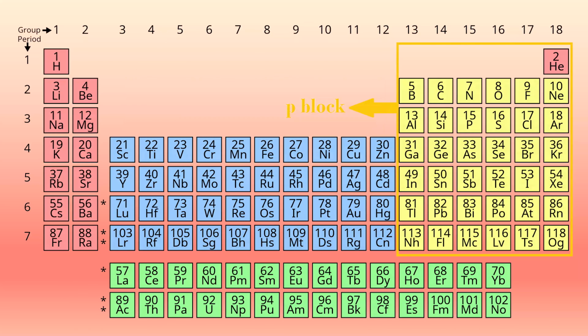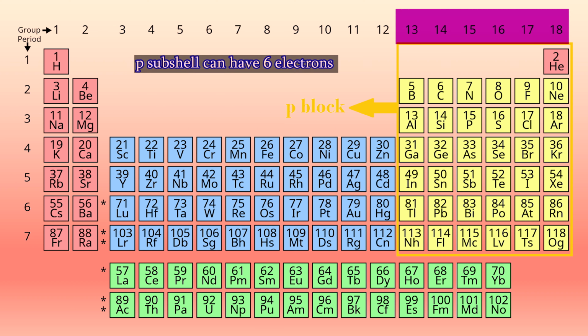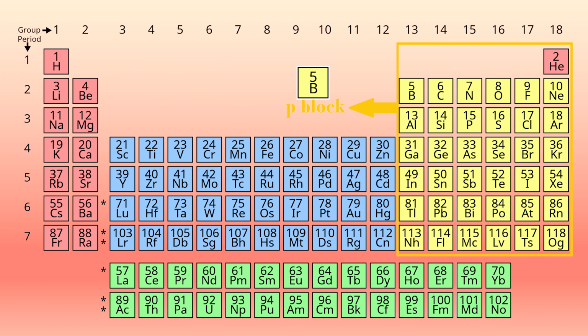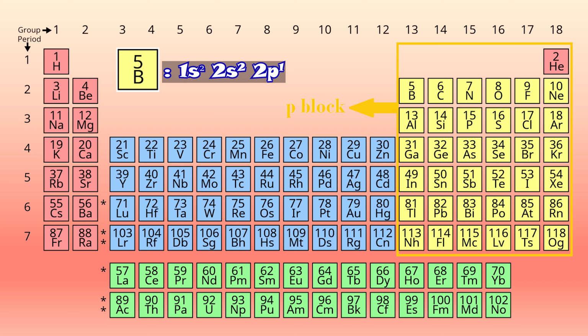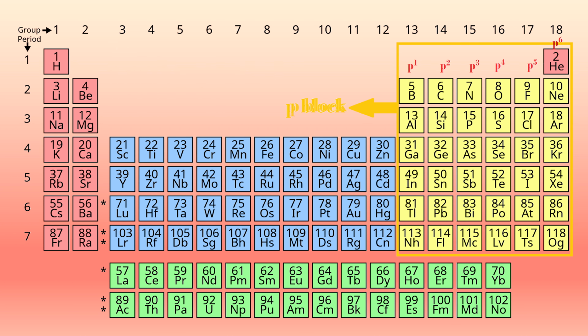The p block is the last 6 groups of the periodic table, as the p subshell can have 6 electrons, so the number of its groups is 6. For example, when we write the electron configuration of B, as its atomic number is 5, it becomes 1s2 2s2 2p1, as we see B ends up with p1. In this way the next groups end up with p2, p3, p4, p5, p6. The p5 group is called halogens and p6 is called noble gases.